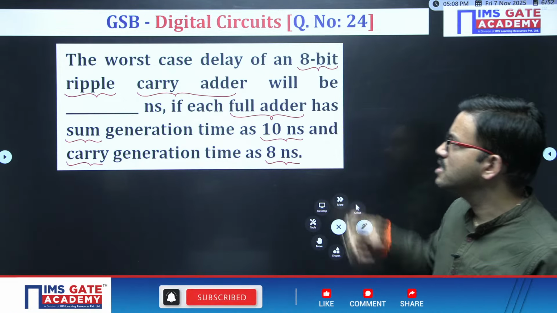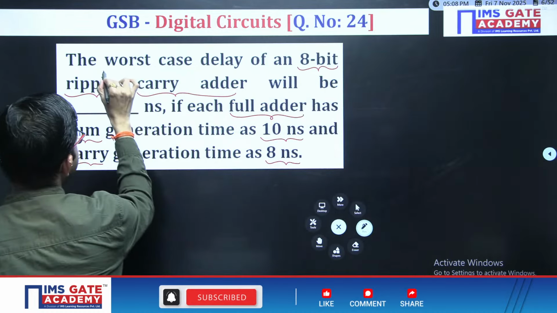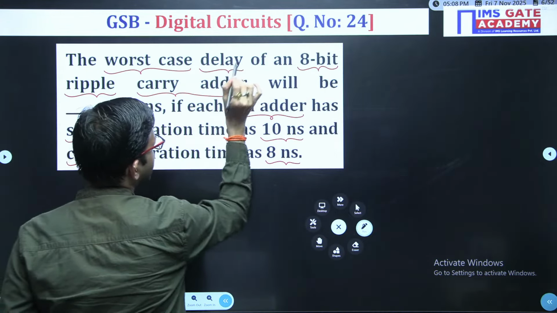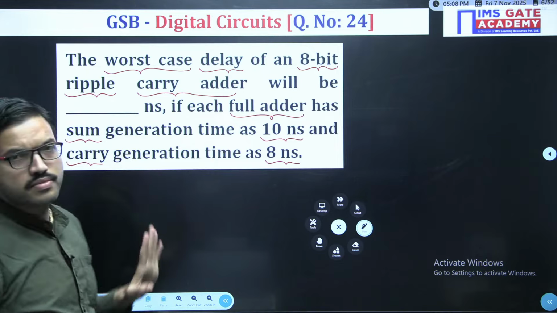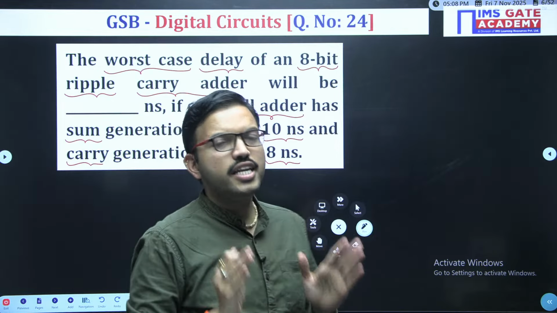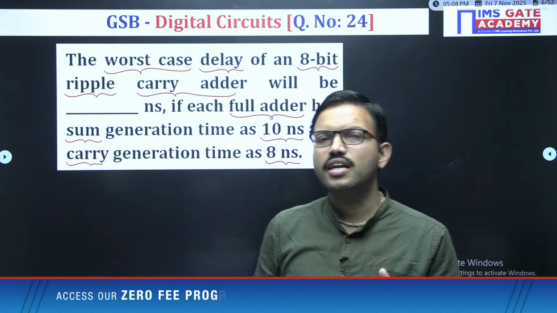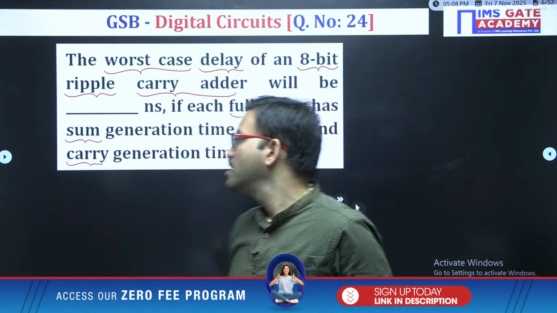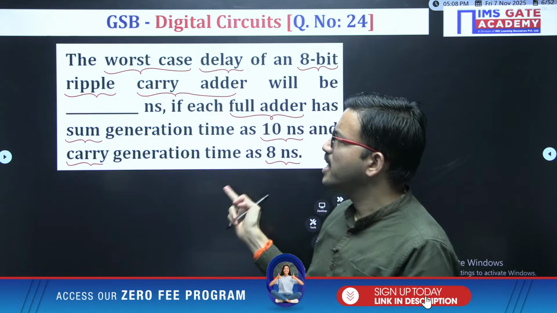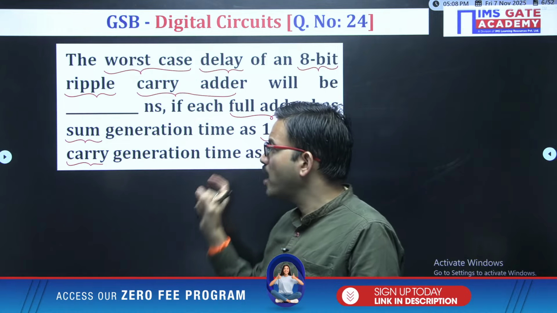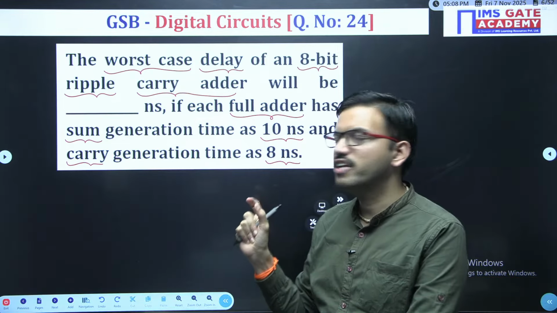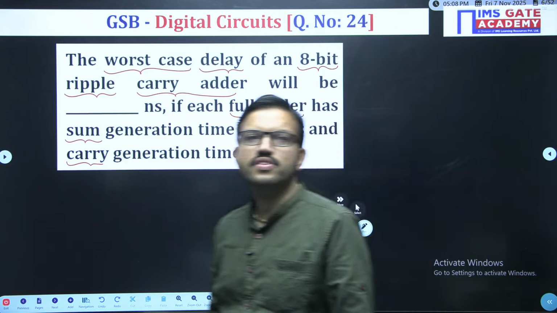Now you have to find the worst case delay. I hope all of you know the respective formulas. When you have n number of stages, at the nth stage or last stage, you have to find the sum delay and you have to find the carry delay. Among those two, whichever is larger, that is going to be the final answer. All of you can give it a try.